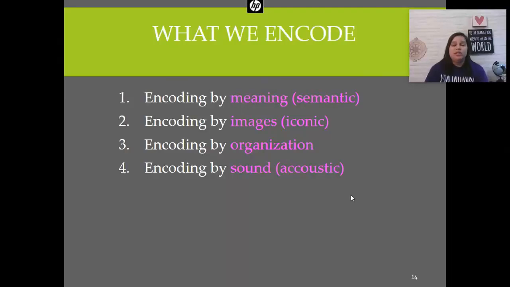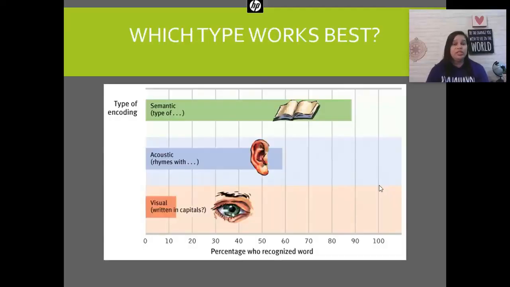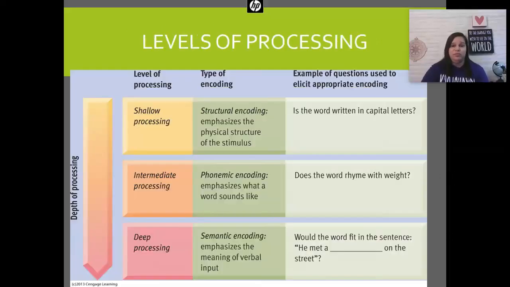We encode information in different patterns. We encode by meaning, or rather we say by semantics. We encode iconic memories, another way of saying images or visual memories. We encode by how the information was organized, and we encode by sound, or how things sounded to us acoustically. Which is best? Generally, semantic memories. Once you know what something means, you're going to remember it better. If you're learning a new concept, you're going to remember it once you actually understand the concept, followed by acoustic memories and then visual memories.